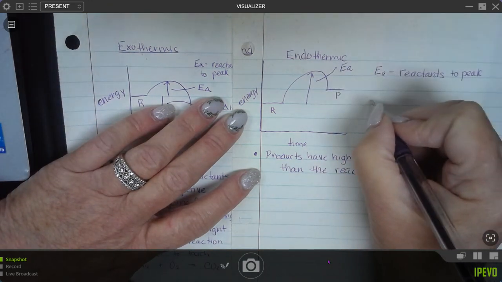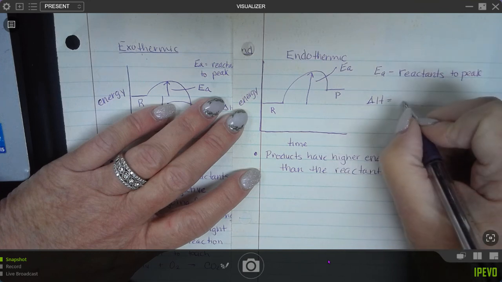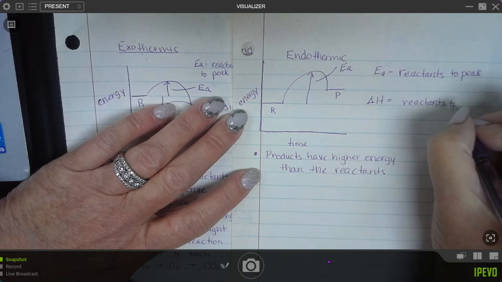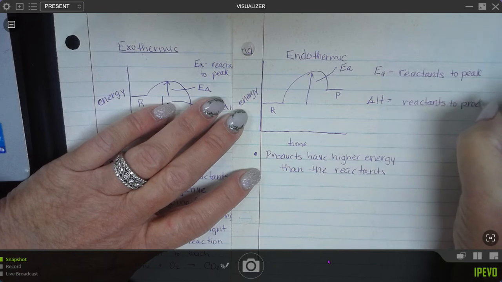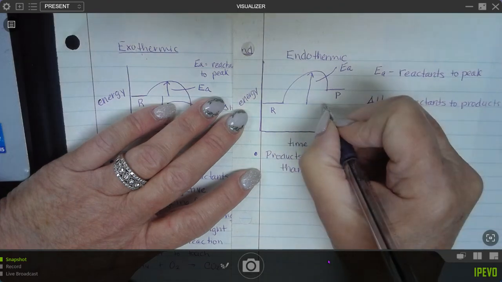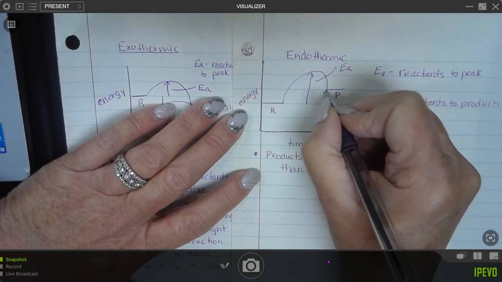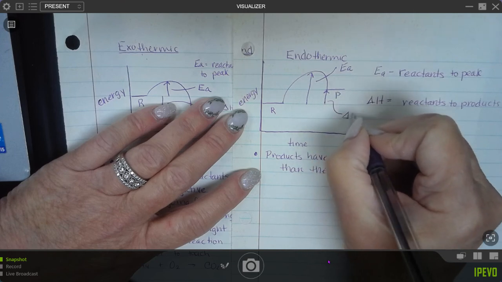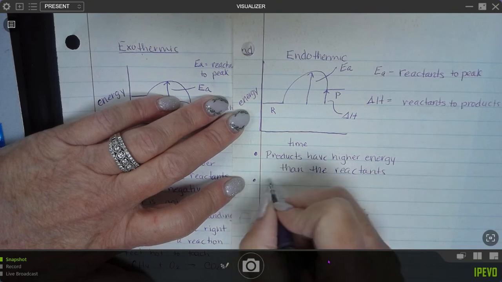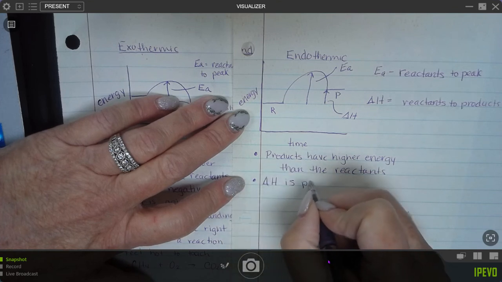All right. Delta H, same thing. It's still reactants to products. So it would be the energy level of the reactants up to the energy level of the products. And since that is going up, it's increasing, delta H is positive.